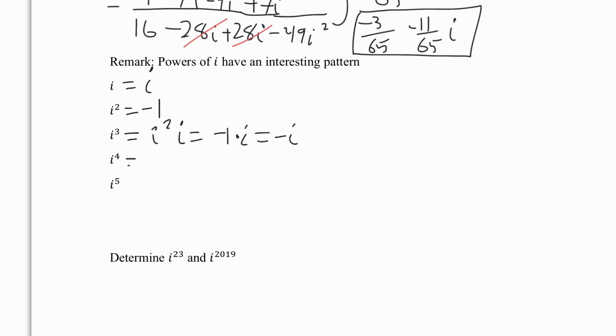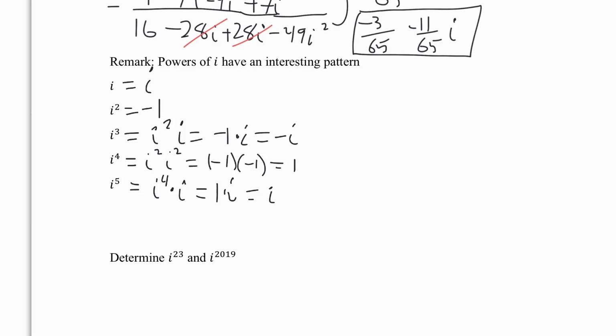Well, i to the 4, we could write that as i squared times i squared, which would be negative 1 times negative 1, which will be back to 1. So i to the 5 is, well, you could use i to the 4 times i. And i to the 4 we just showed was 1. So look at that. i to the 5 is back to i.